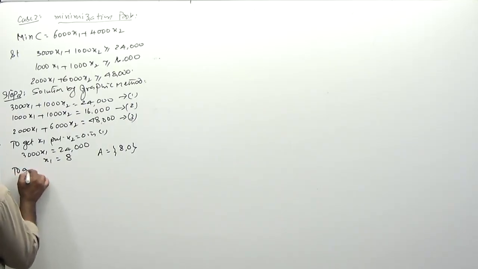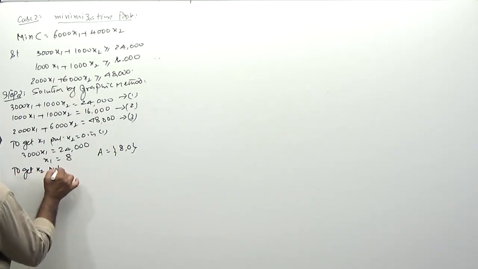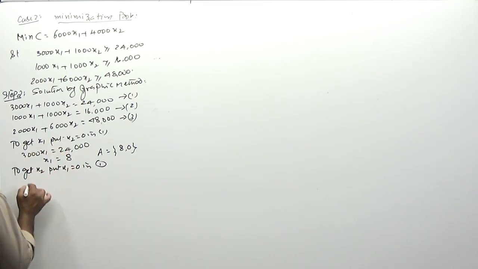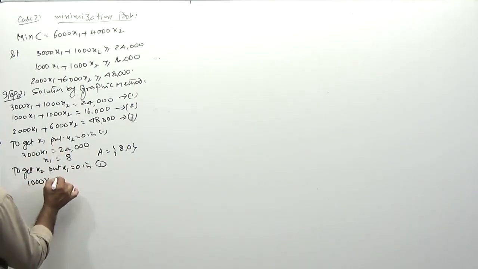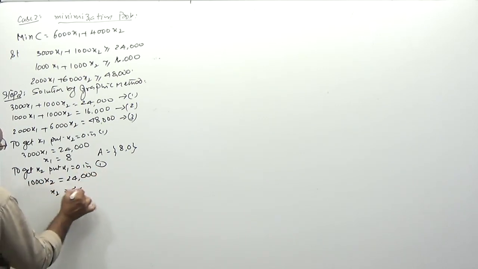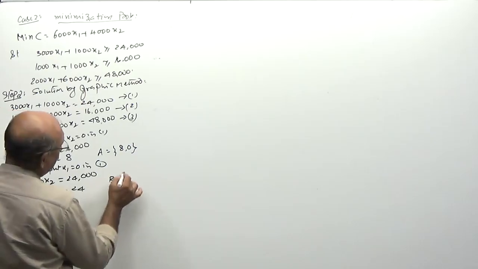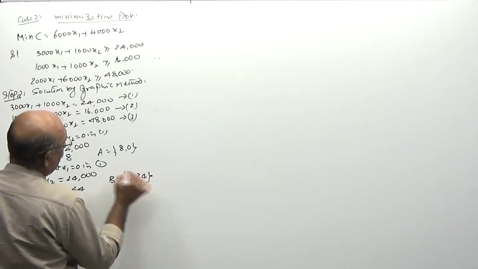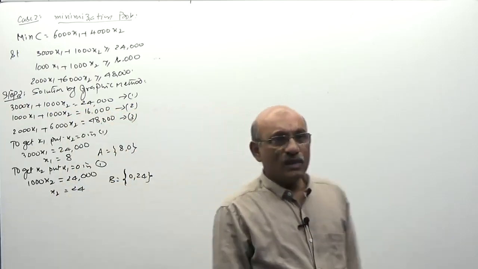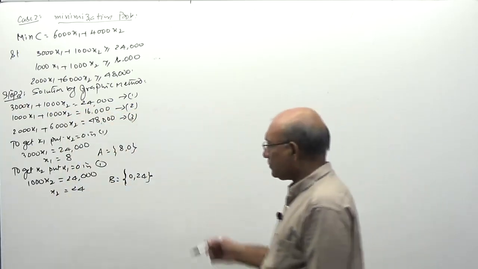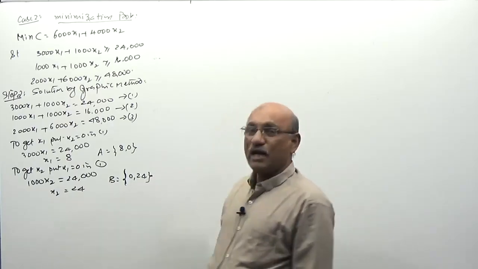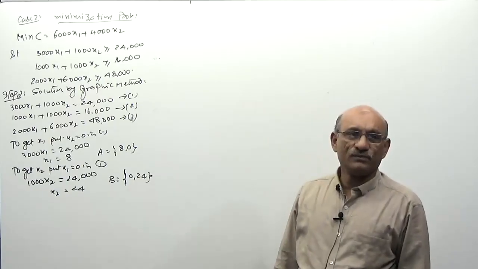Now to get x2, put x1 equal to 0 in 1. So I will get 1000 into x2 is equal to 24,000. x2 is equal to 24. This is point 0 comma 24. What is this solution saying? Run plant 1 for 0 days, run plant 2 for 24 days.